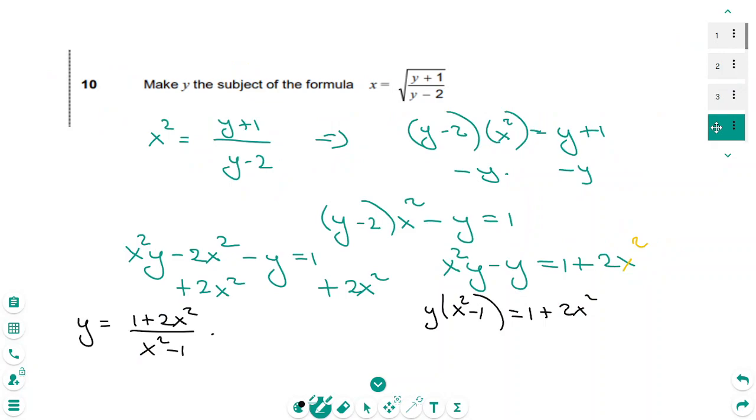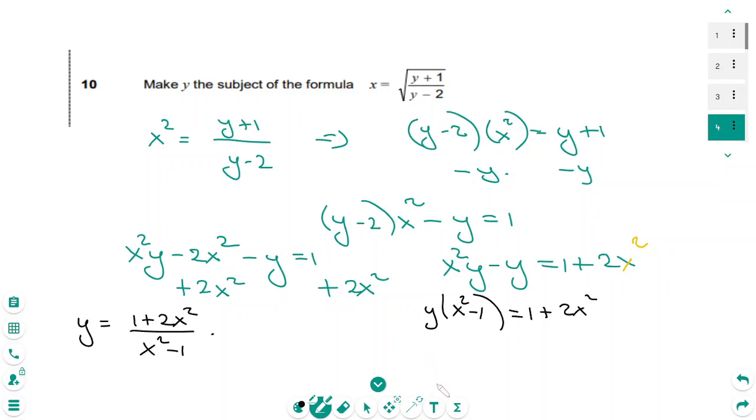The other exercise I have on this screen is changing the subject of a formula. This formula starts with x equals the square root of a fraction, y plus 1 over y minus 2. So we're going to change the subject of the formula from x to y. And to change the subject, I need to find a way, using the inverse operations to cancel the operations I have and make y the subject.